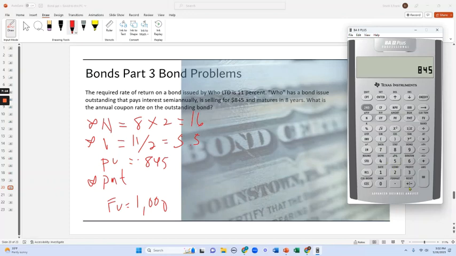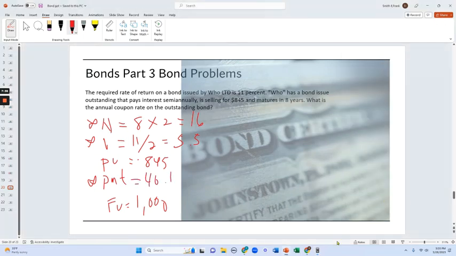And this is where you hit the plus minus key down here. That's important to put the minus in there. Put that in as the current price. And we have the $1,000 is how much we'll get in the future. We put that in the future value. When we compute the payment, we actually come up with a payment of $40.18.